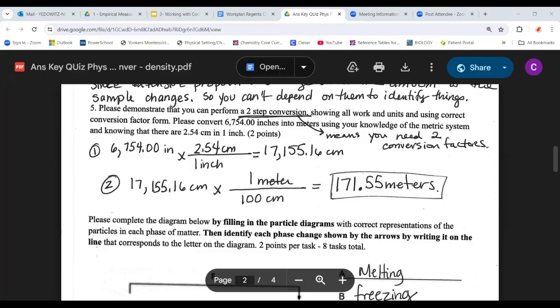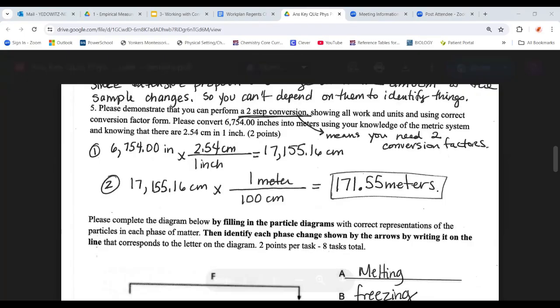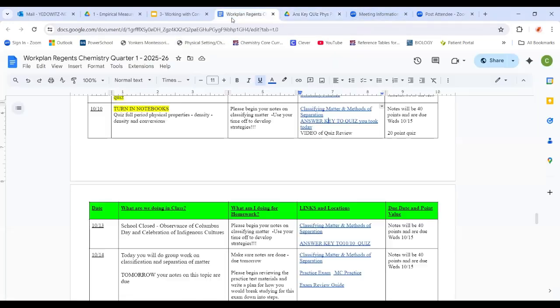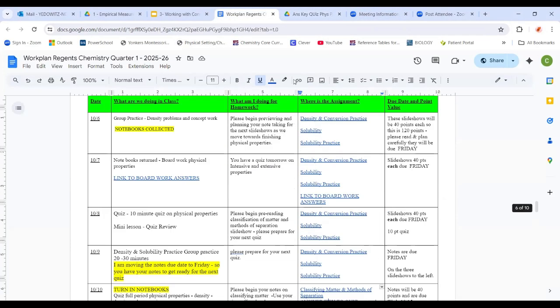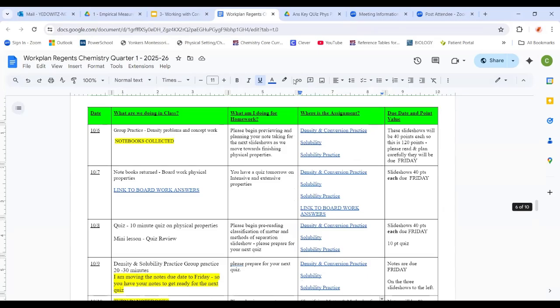Now, I went over this little guiding system in the study guide for conversion factors. So before I move us over to Paint, I'm going to show you where that is really quick. If you go back to the work plan, let me just make sure we're screen sharing. If you go back to the work plan, when you guys went over conversions, some people did better.